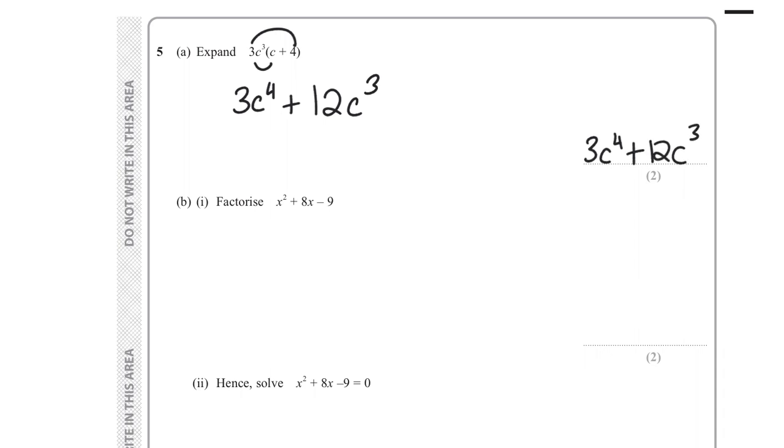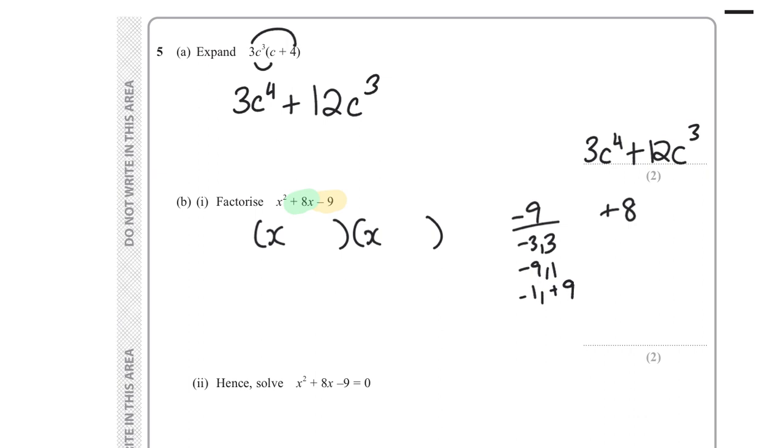For the second question, it is factorize. Again, this is the one where they want the two brackets, and you want two numbers that multiply to give you -9, but add to give you +8. So how do we make -9? It's -3 and 3. It's -9 and 1. Or 1 and -9, or -1 and +9, and we want them to add up to 8.